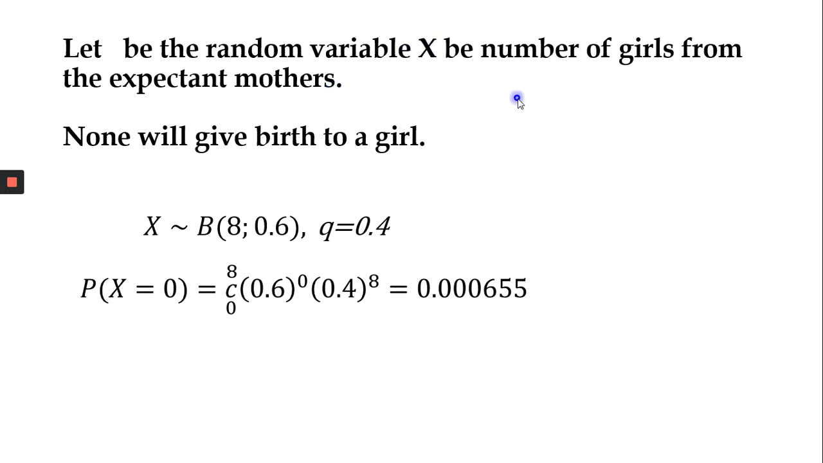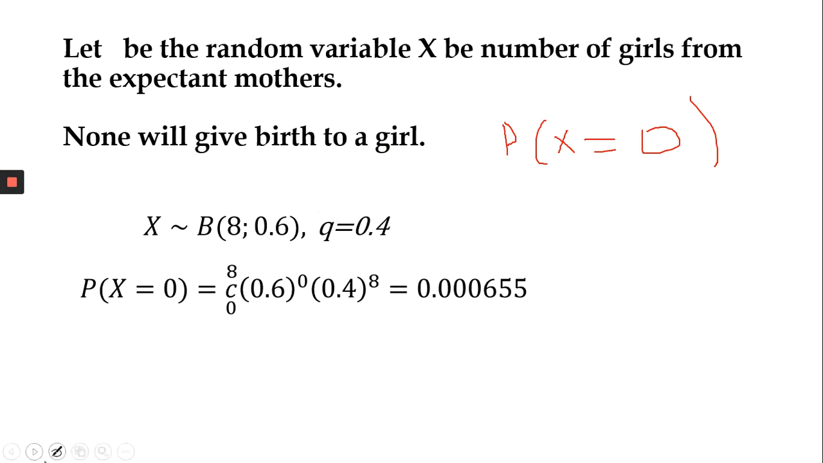So when we say probability X equal to 0, we are simply saying the number of girls is zero. What is the probability that all the expecting mothers will give birth to boys, and none will give birth to a girl?